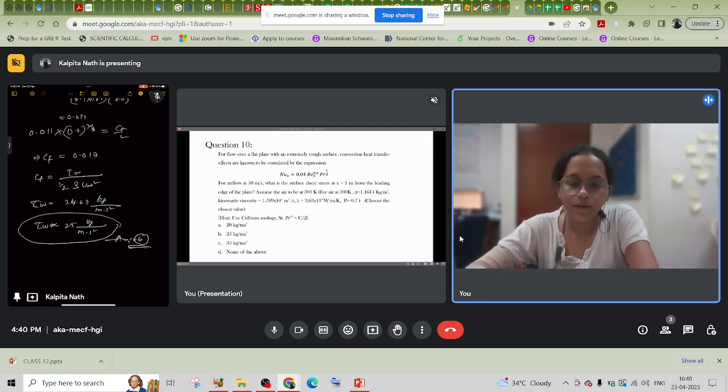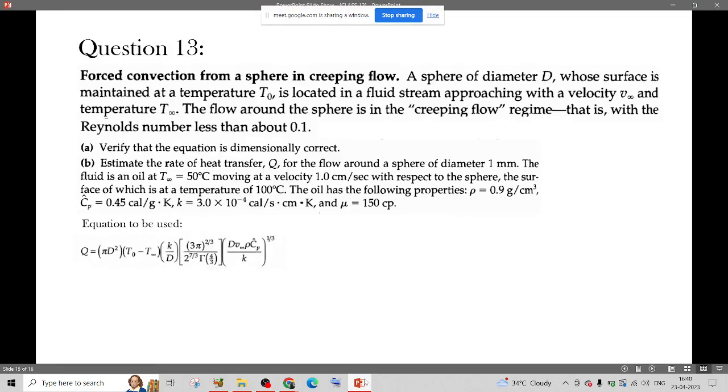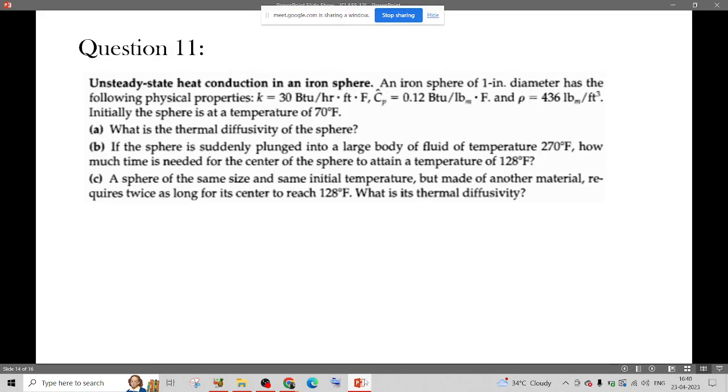We have 2 more questions left, 3 in fact. The first question: for unsteady state heat conduction in an iron sphere of 1 inch diameter with the following physical properties, already given here. Initially the sphere is at a temperature of 70 degree Fahrenheit. What is the thermal diffusivity of the sphere? If the sphere is suddenly plunged into a large body of fluid at a temperature of 270 degree Fahrenheit, how much time is needed for the center of the sphere to attain a temperature of 120 degree Fahrenheit? A sphere of the same size and same initial temperature but made of another material requires twice as long for the center to reach 128 degree Fahrenheit. What is the thermal diffusivity?